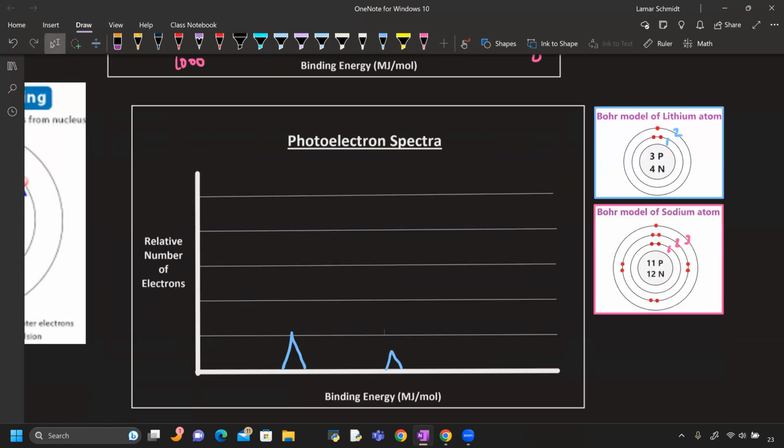So what you can see is that sodium does have more protons, and it would also have more electrons if this were a neutral atom, and it is. We see all the 11 electrons. We see that the 1s peak is going to have a little more binding energy because there's more protons there. So this 1s peak for sodium is actually going to be a little bit to the left, or higher energy. We're just going to make up some fictitious values here. 1,000 megajoules per mole.